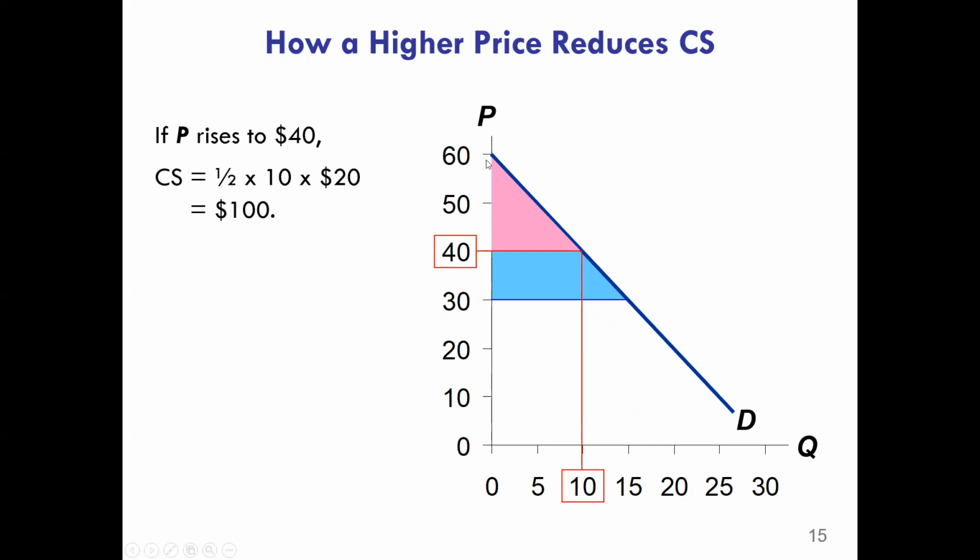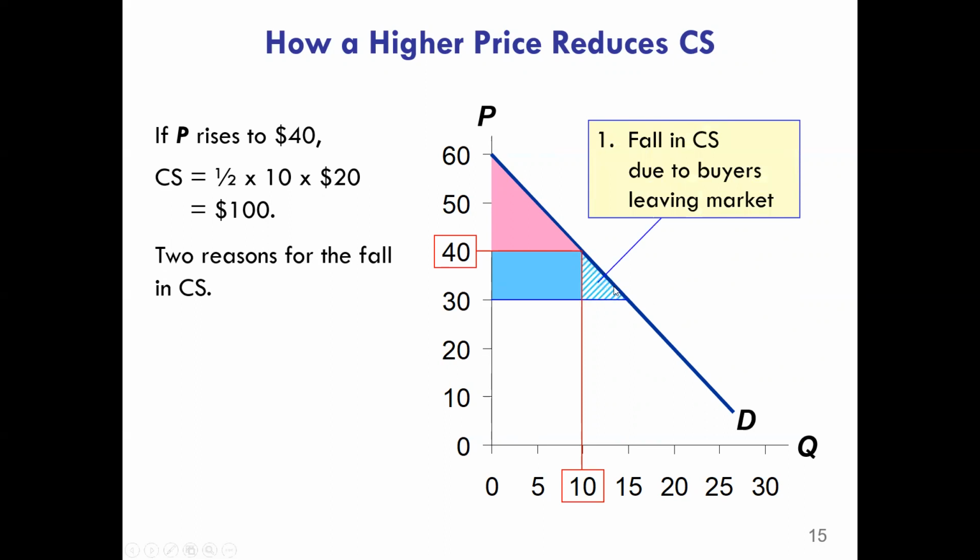Now we can see that the difference between the willingness to pay and the price is no longer 30, it is now 20. And the quantity, which is also the base, is now 10 instead of 15. And so the total consumer surplus in this case is $100. So it has reduced from $225 to $100. And there are two reasons for the fall in the consumer surplus, as we would see.